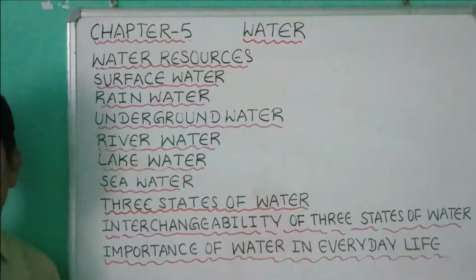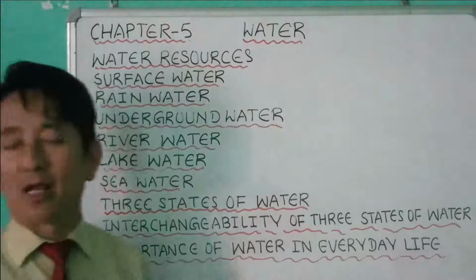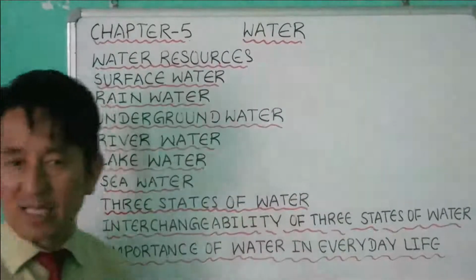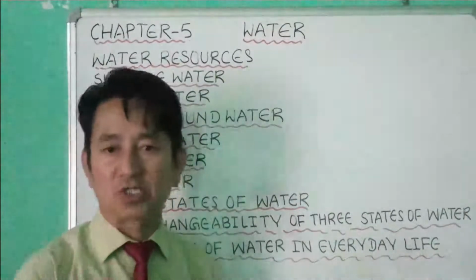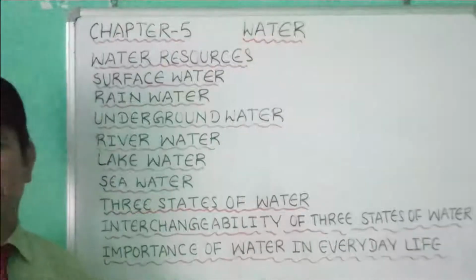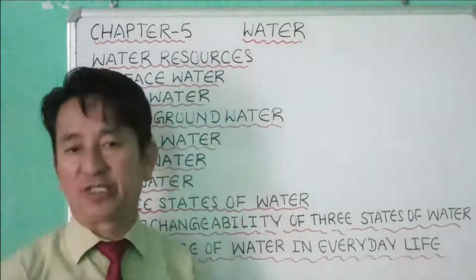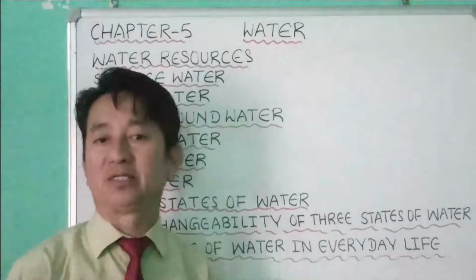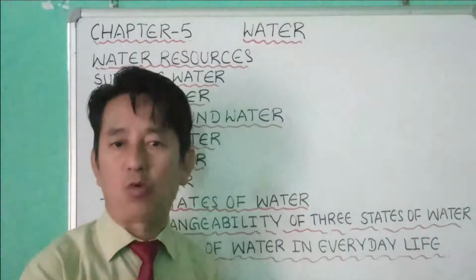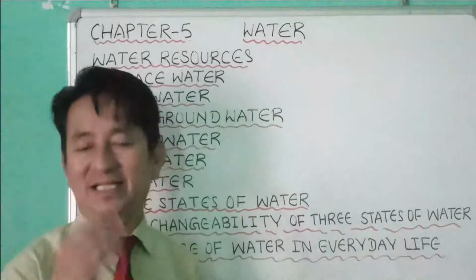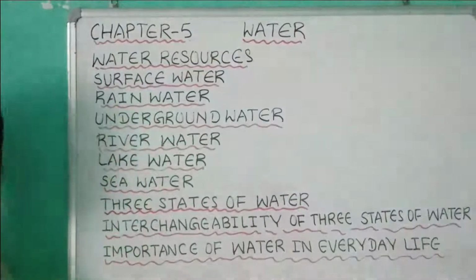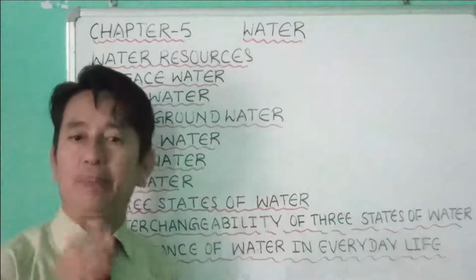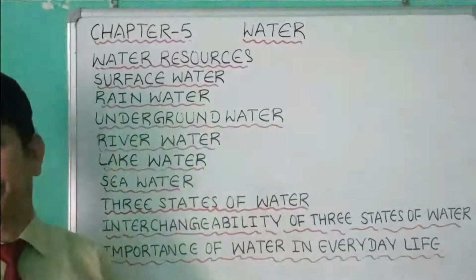In solid state, water is found as snow, frost, ice, etc. in nature. In liquid state, water is present in rivers, lakes, ponds, seas, oceans, etc. In gaseous form, water is present in the form of vapor in the atmosphere.